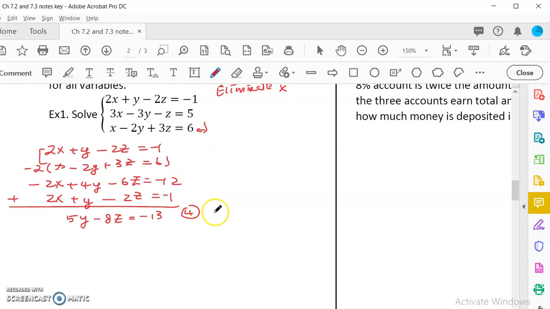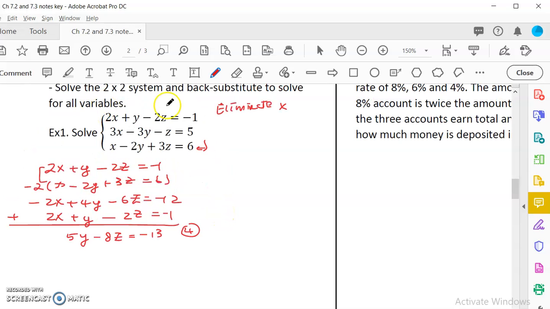And then I'm going to do another pair. But my goal is also to eliminate x. I'm going to use this too. Okay, so the first is this and this. The second pair is 3x and this. And then it's very easy, because you would think of multiplying this by negative 3, right? So negative 3 times x minus 2y plus 3z equal to 6 becomes negative 3x plus 6y minus 9z equal to negative 18.